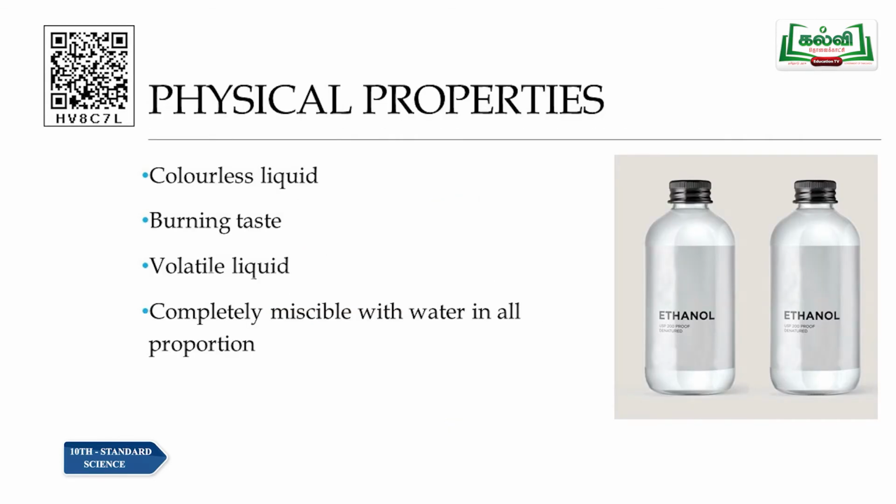Let us now see what are the physical properties of ethanol. It is a colorless liquid and it has a burning taste. It is a volatile liquid. Volatile means easily vaporizable. Therefore, it vaporizes easily, and it is completely miscible with water in all proportion. Miscible means it will easily mix with water. So, these are the physical properties of ethanol.